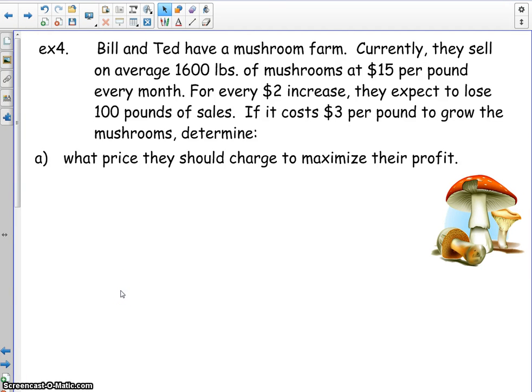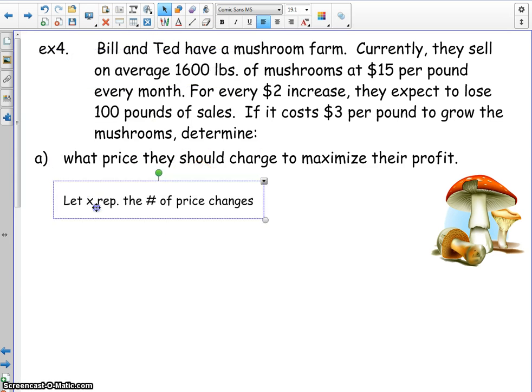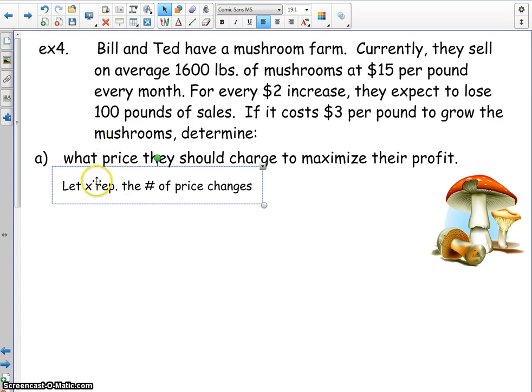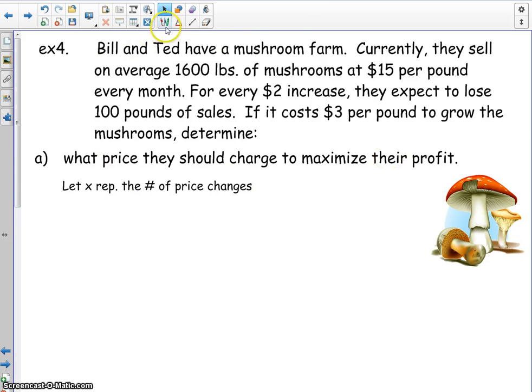Okay, welcome back. So let's pick this up right where we left off. So again, this situation, like we mentioned, we're going to let x be the number of price changes. So let's keep that in mind there. So remember now, if we're trying to look at profit, trying to create an equation for profit here, remember that profit is revenue minus costs. Okay, that's our basic equation for profit.